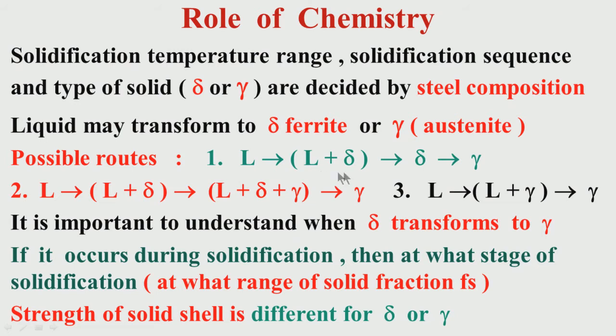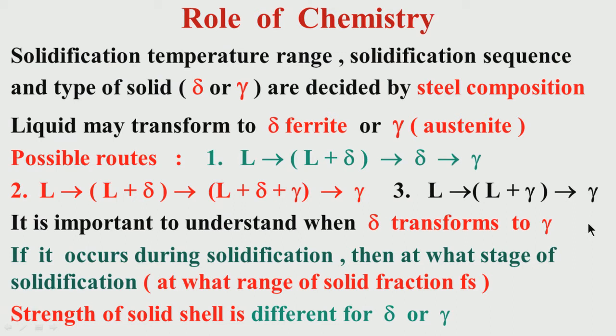From liquid it can get into the liquid plus delta region, then delta, and then finally to austenite. Or another route may be liquid going to liquid plus delta, then the peritectic reaction takes place. So the liquid part of the liquid plus delta will generate gamma. So finally you are going to the liquid plus delta plus gamma region and then gamma, austenite. Or when you are going beyond the peritectic reaction, what is happening? There is no delta. So liquid goes to liquid plus gamma and then gamma. Finally at low temperature you have only gamma, but the solidification mode is different.